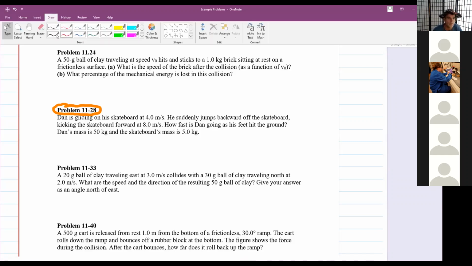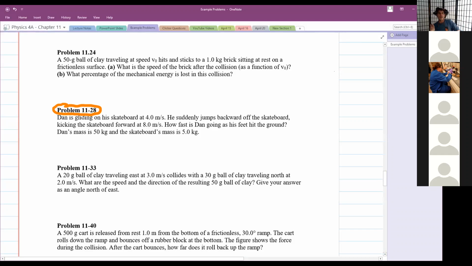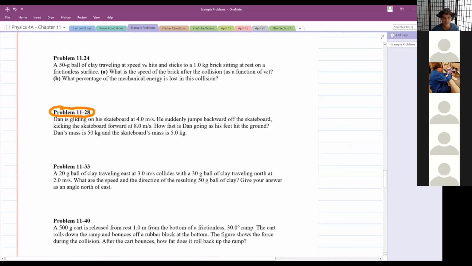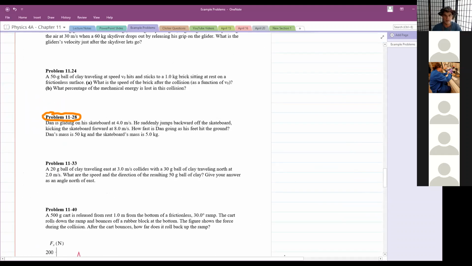Okay, so this problem, 1128. Let's go to black. Dan is gliding on his skateboard at 4 meters per second. He suddenly jumps backwards off the skateboard, kicking it forward at 8 meters per second. How fast is Dan going as his feet hit the ground? Dan's mass is 50 kilograms and the skateboard's mass is 5 kilograms. So, let me see if I can draw this.